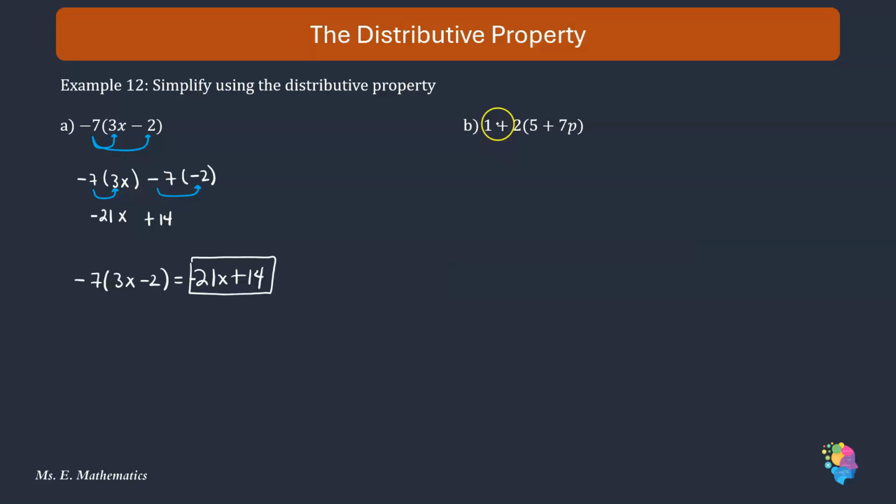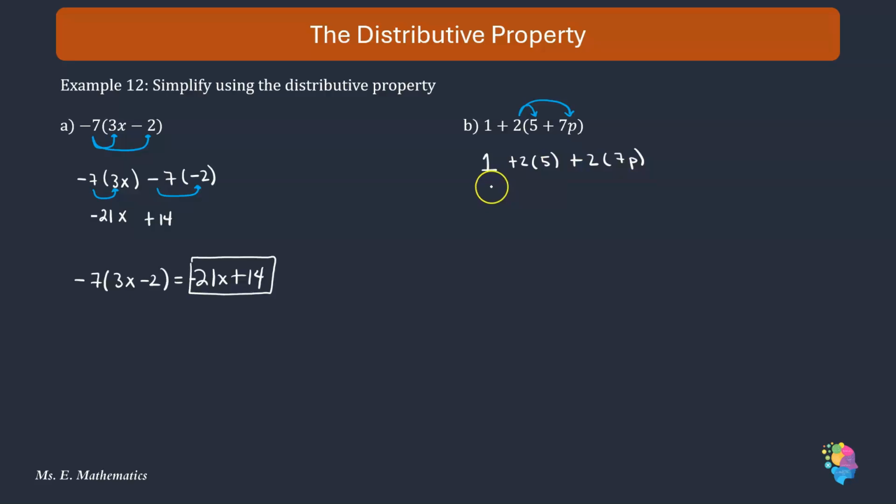So notice in B, we have an extra term that is not part of this multiplication. So I'm going to bring that one down. And then I'm going to concentrate on the distributive property. We're going to multiply 2 times 5 and 2 times 7p. So that means this positive 2 times 5 and the positive 2 times 7p.